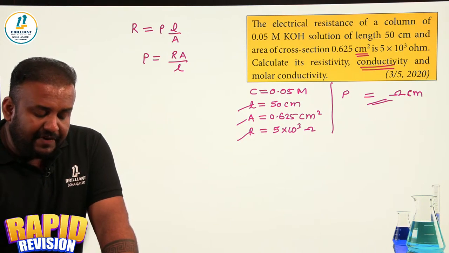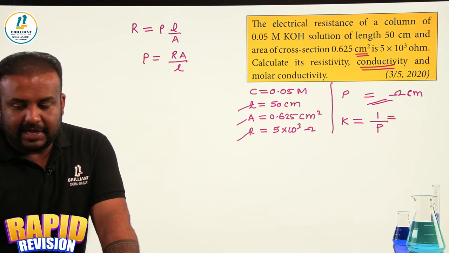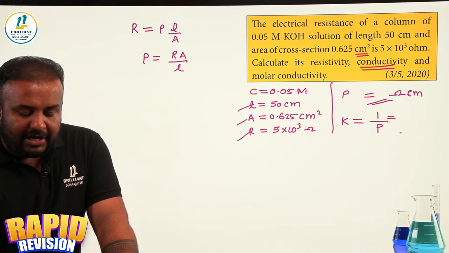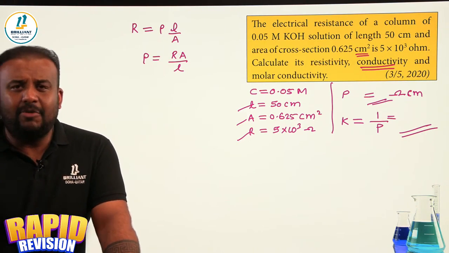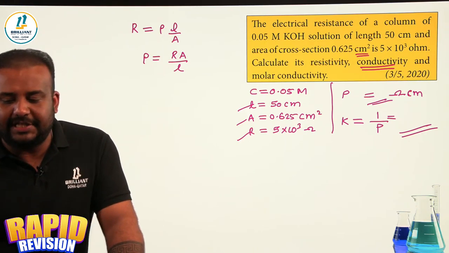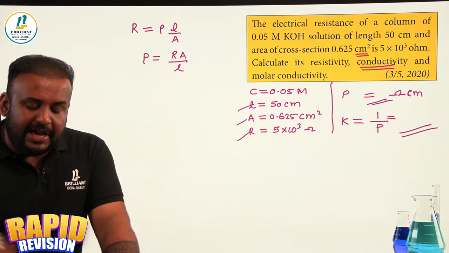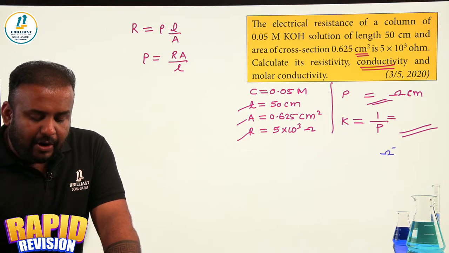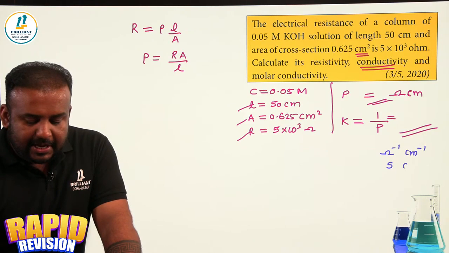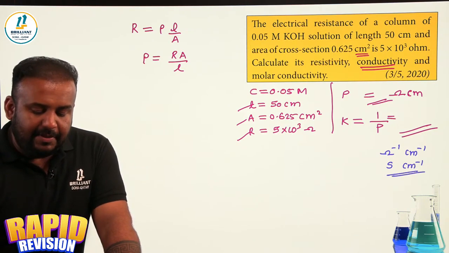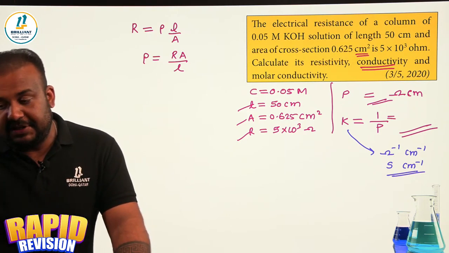Now conductivity we need to find. Easy. What is conductivity? 1 by rho. Correct? And whatever value you get here, what will be the unit? I'm more concerned about the units. Come on, what is the unit here? The unit of conductivity, it's 1 by rho. 1 by rho means it's going to be ohm inverse centimeter inverse. Ohm inverse is Siemens, per centimeter, right? That will be the unit of K. Yes, mho centimeter inverse. That's also correct.